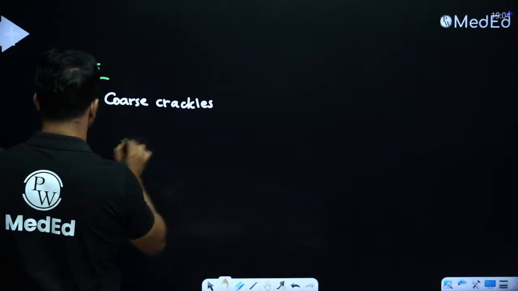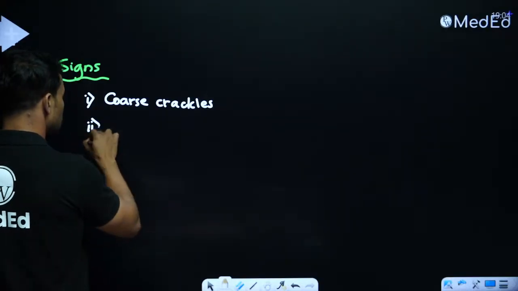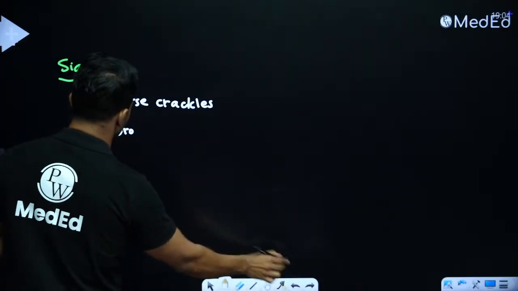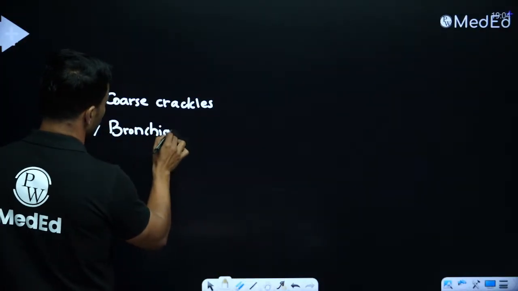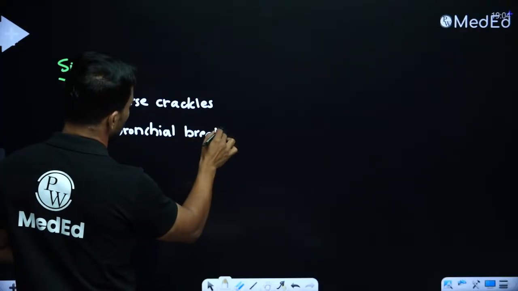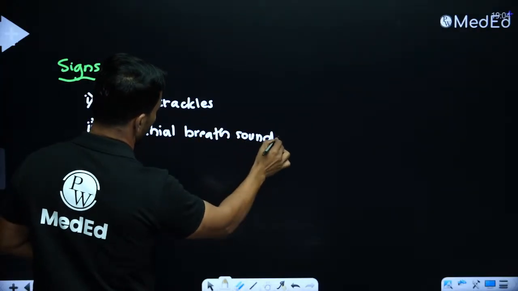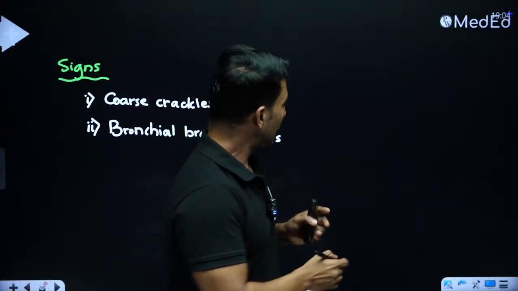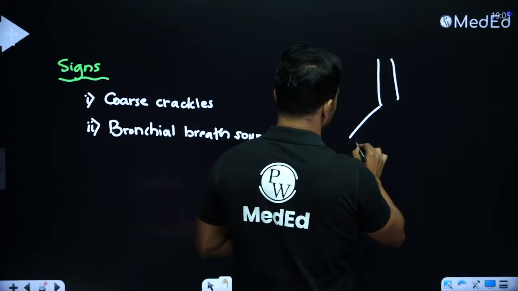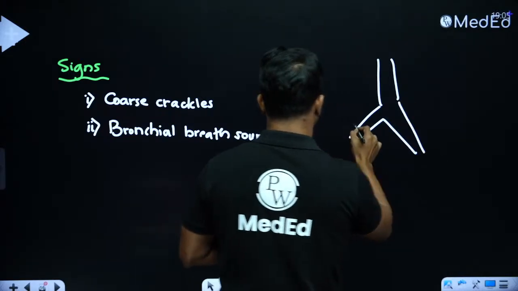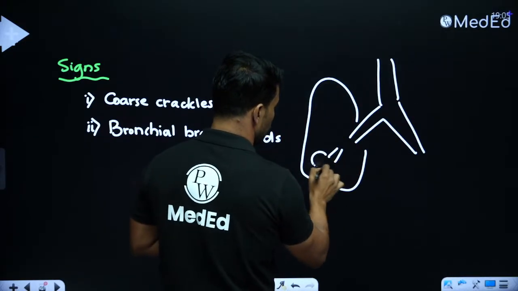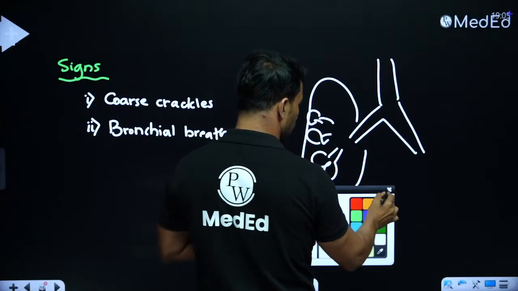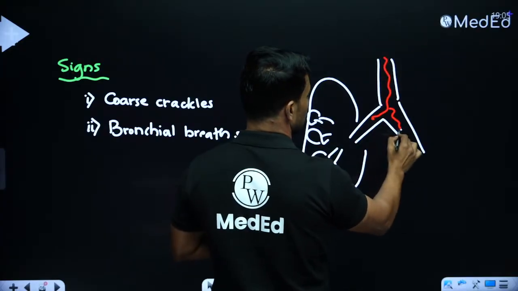Sir, in that case I will get confused with bronchiectasis. No, on auscultation, you get one more thing, that is bronchial breath sounds. Normal breath sounds is normal vesicular breath sounds. Here you get bronchial breath sounds. Now what is this bronchial breath sounds? The sound is actually produced in the trachea and bronchi, not in the acini. So as we see that there are a lot of acini, the sound actually gets produced in the trachea and bronchi. This is where the sound gets produced.